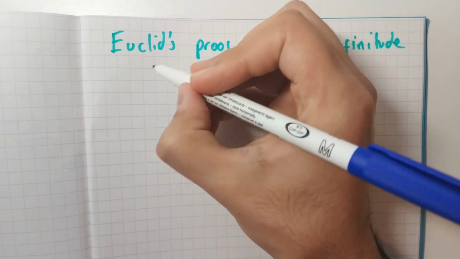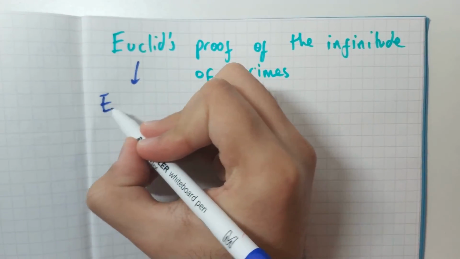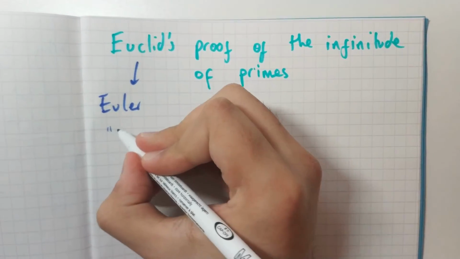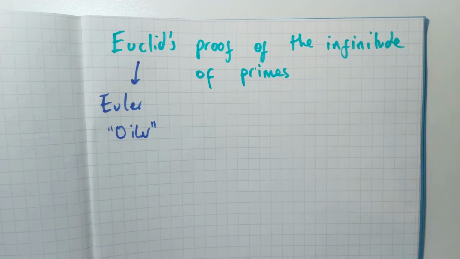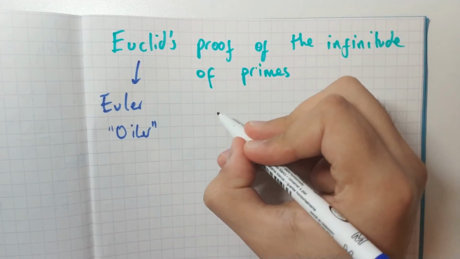Another thing to mention is Euclid is not to be confused with another mathematician, Euler. It's pronounced Euler, not Euler, as Keira Knightley says in The Imitation Game. Very cringy.